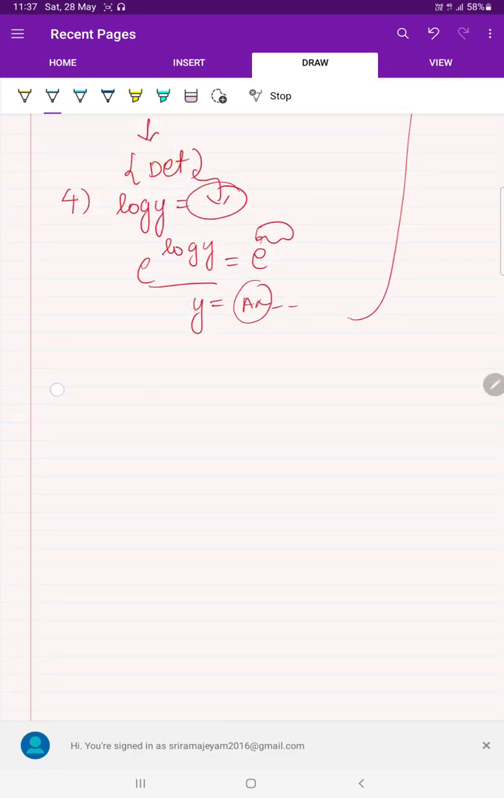limit x approaching infinity of the function x to the power of 1 by x. What is the resultant answer for this question? I hope you all understood the previous one. Now spend a little bit of time, understand this and apply your common sense, and try to figure out the answer for this question. If you get the answer, immediately drop it in the comment section.